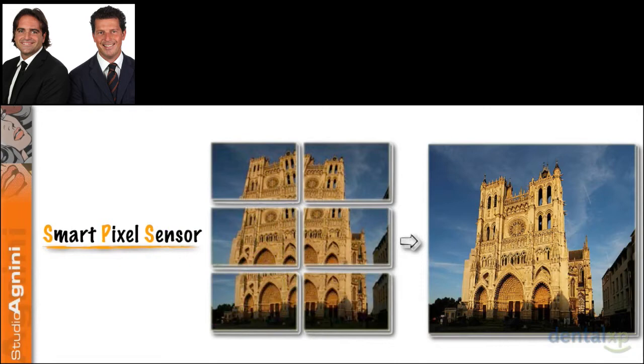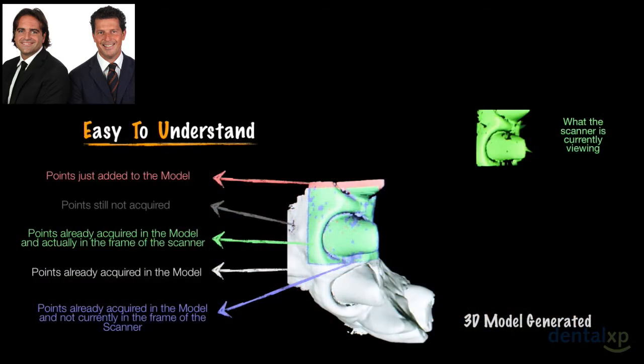As I was saying before, the smart pixel sensor works exactly like this. You see those are 6 different photoshoots, and it matches them together in order to give us the 3D model generated on the right side. It's a system that is very easy to understand because, as you can see here, there are different colors, and you have the 3D model generated in the middle, and of course there are gray points that are the points that are already acquired in the model.